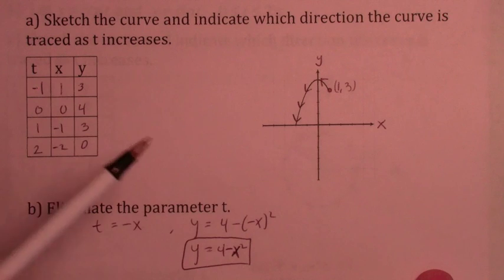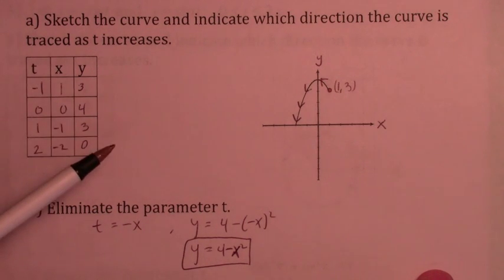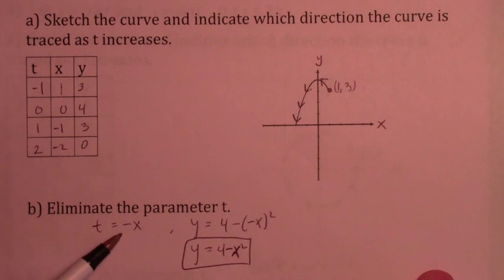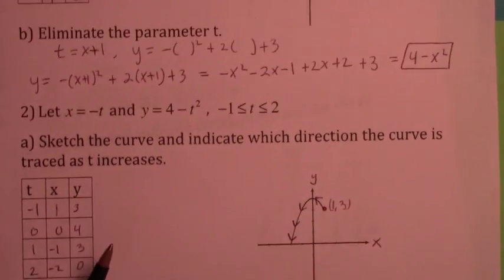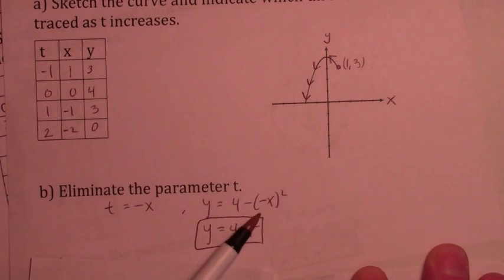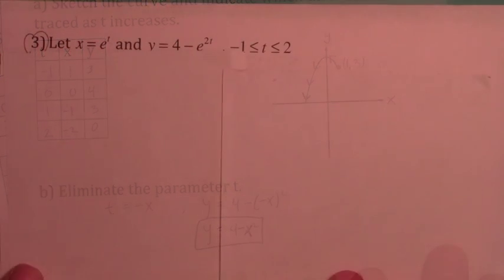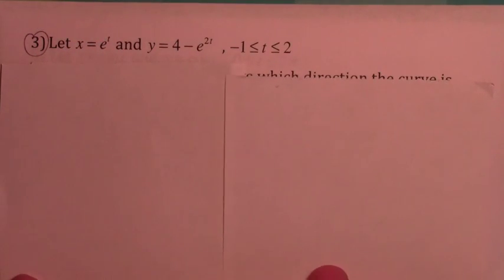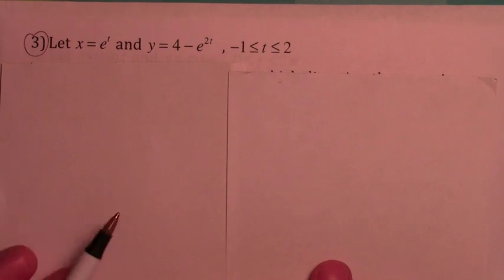Even though the curves that we got were different because they were traversed in a different order, when you eliminate the parameter t, you solve this equation for t and plug it into y. t would be negative x, so you get y equals 4 minus negative x squared, or 4 minus x squared. You get the same. Now let's try x equals e to the t, y equals 4 minus e to the 2t.